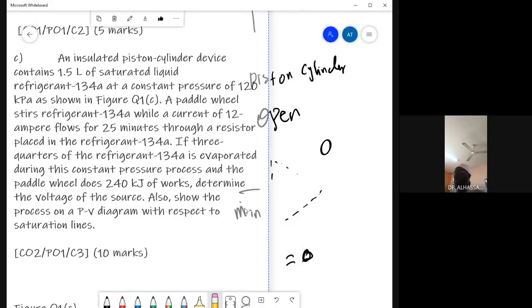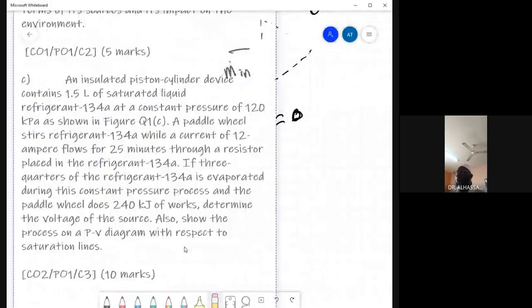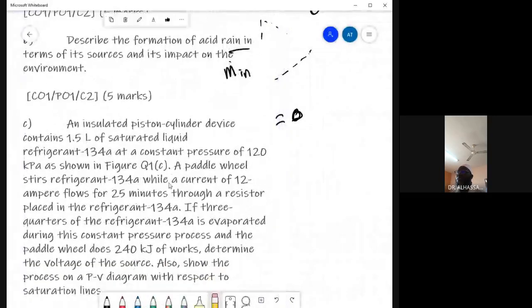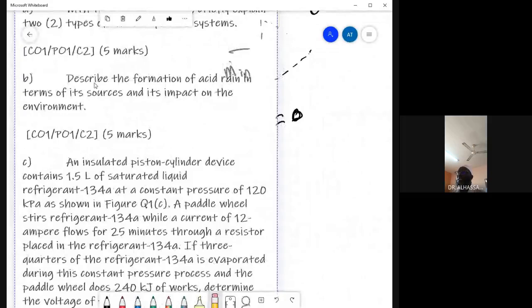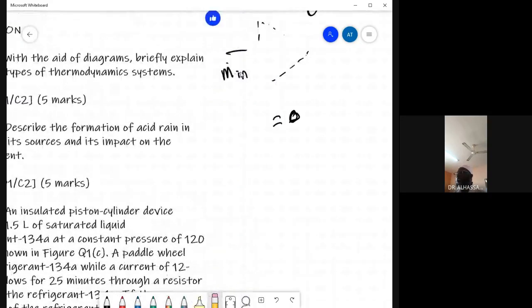Okay, according to this particular question, we are told that the next question says describe the formation of acid rain. What is the formation of acid rain in terms of its source and its impact on the environment? So here I'll not waste my time on it. You can refer to your lecture notes. So basically, what are the causes of acid rain?